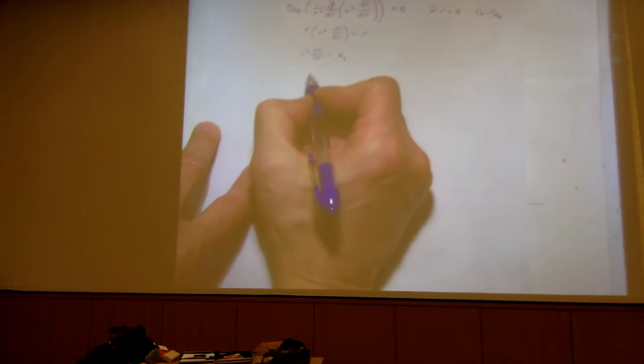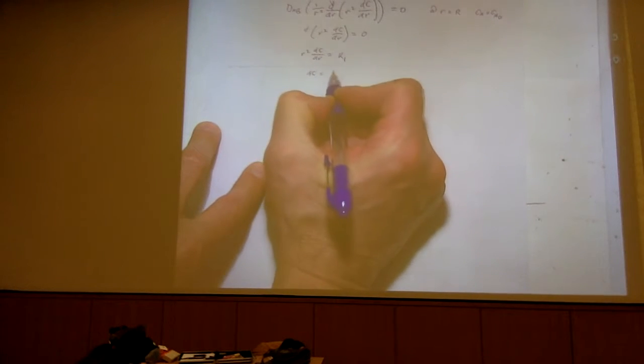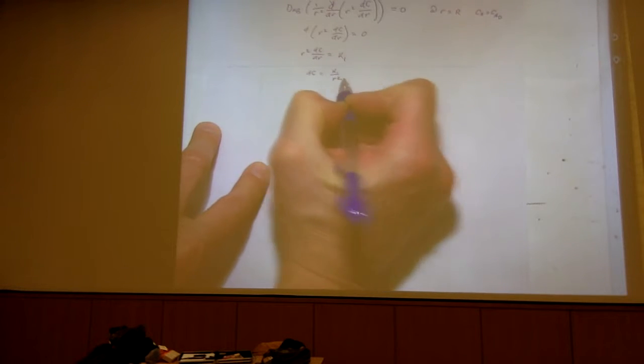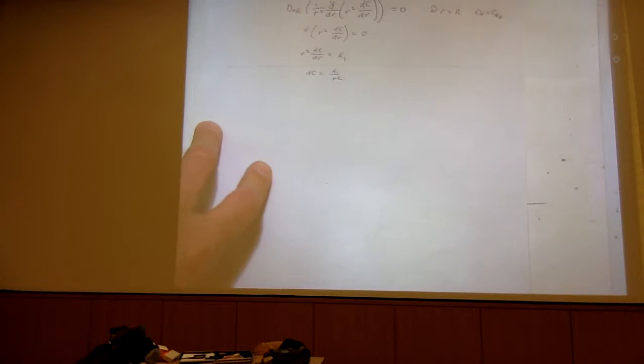So what do you do here? Then you have now dC equals K1 over r squared dr. You can see why I was trying to avoid the boundary condition of r equals 0.